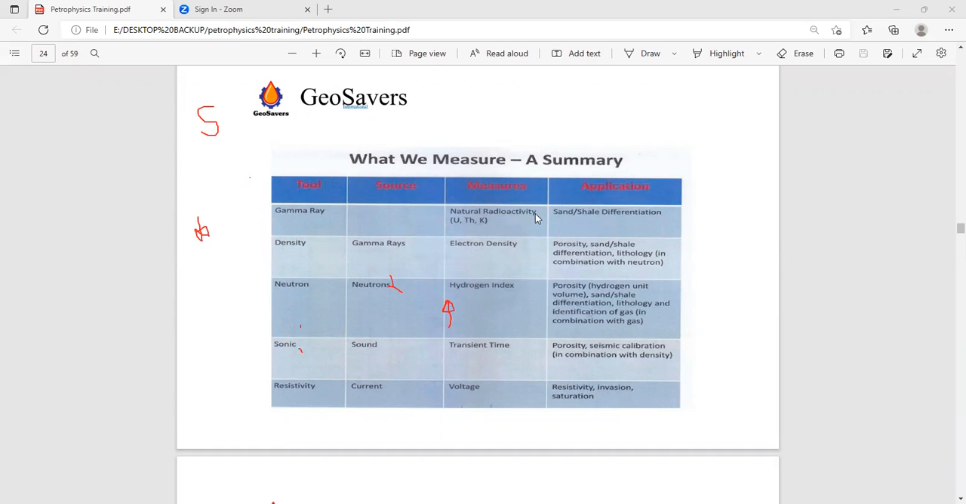So it measures natural radioactivity, and it's mostly what? Uranium, thorium, and potassium. But generally, the gamma ray log measures the overall effect of these three radioactive materials. If you want to get the individual effects, you have to carry out what we call the spectral log. We are going to see that as we go down. So what are the applications of gamma ray? We have sand-shale differentiation, differentiating between sand and shale. From there, you can know what is your reservoir and what is not your reservoir.